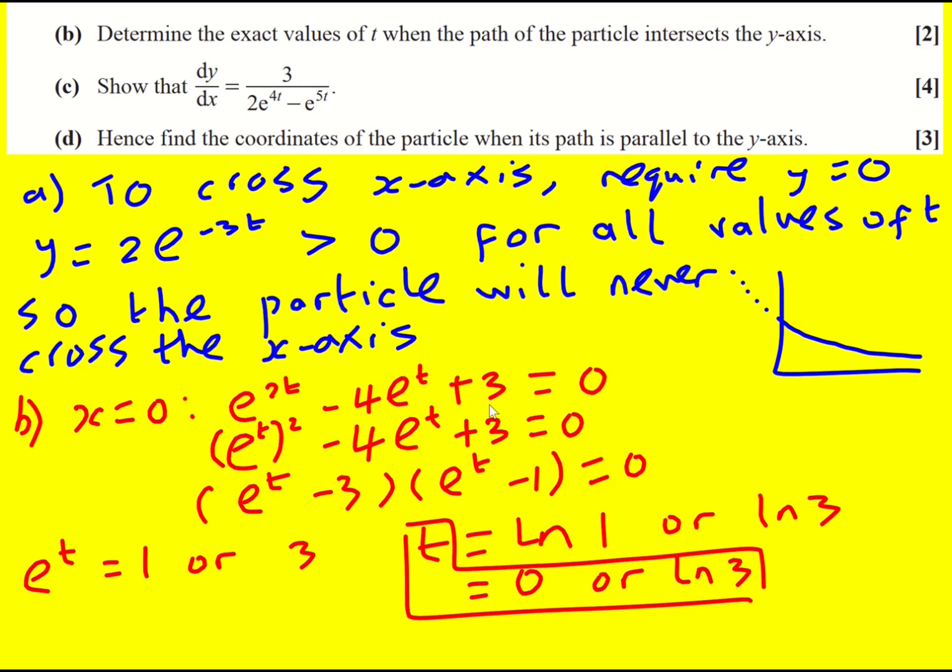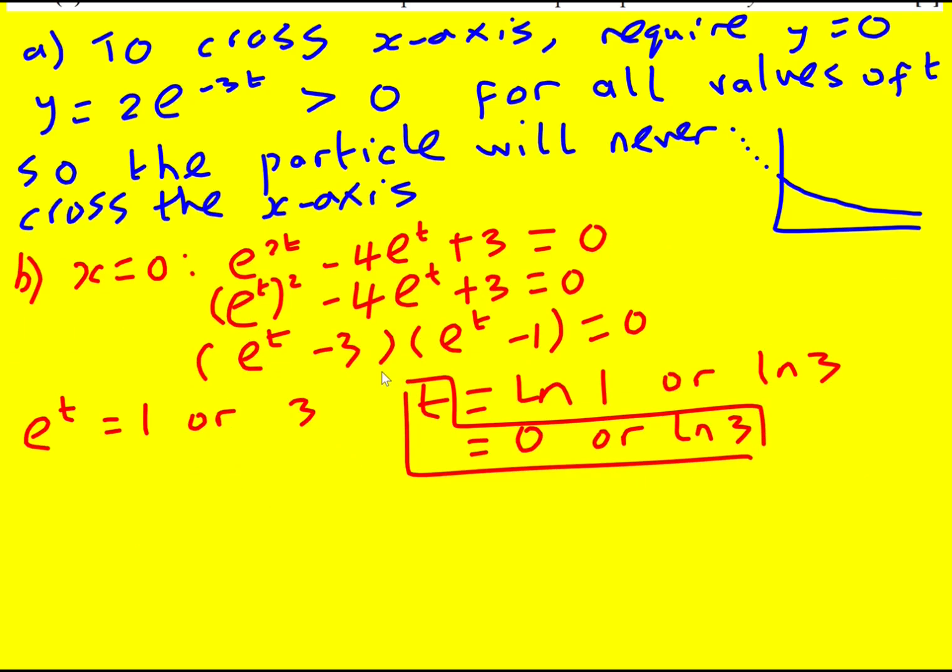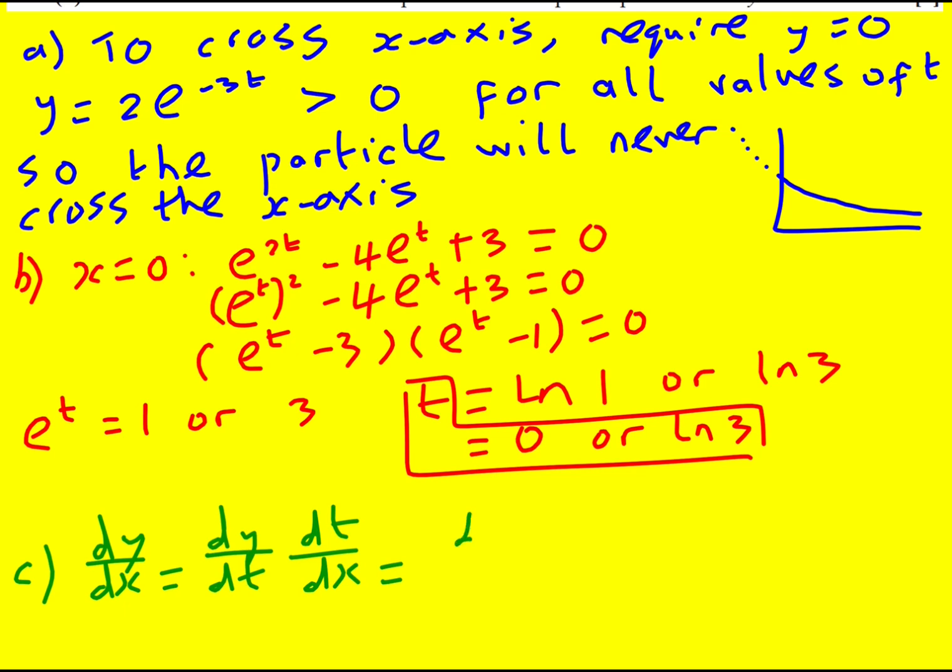We're asked to show that dy by dx is equal to this. Parametric equations, differentiation involves a chain rule. So dy by dx is going to equal dy by dt times dt by dx. And then dt by dx is 1 over dx by dt. So we can write it like this.